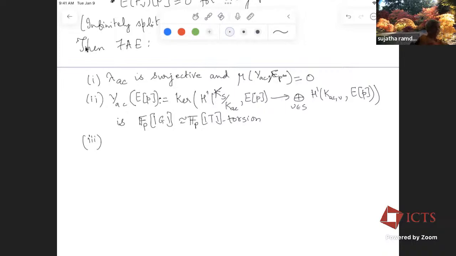But now what is interesting is this already gives us the information that the Selmer group over the anticyclotomic extension has trivial mu invariant.